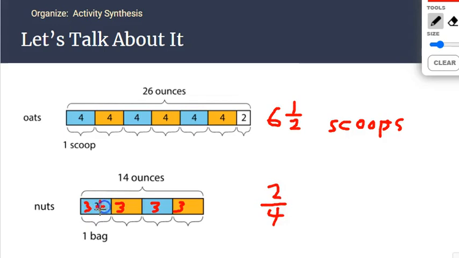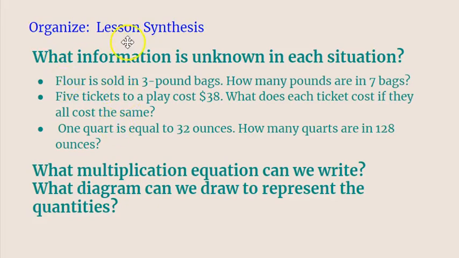Does that work out math-wise? If we have 3 1/2 for each of these, does that still end up making our 14? Yeah, 4 times 3 is 12. 4 times 1/2 is 2. That still makes our 14. So each one of those bags is 3 1/2 ounces. So what's the unknown part in each one of these?